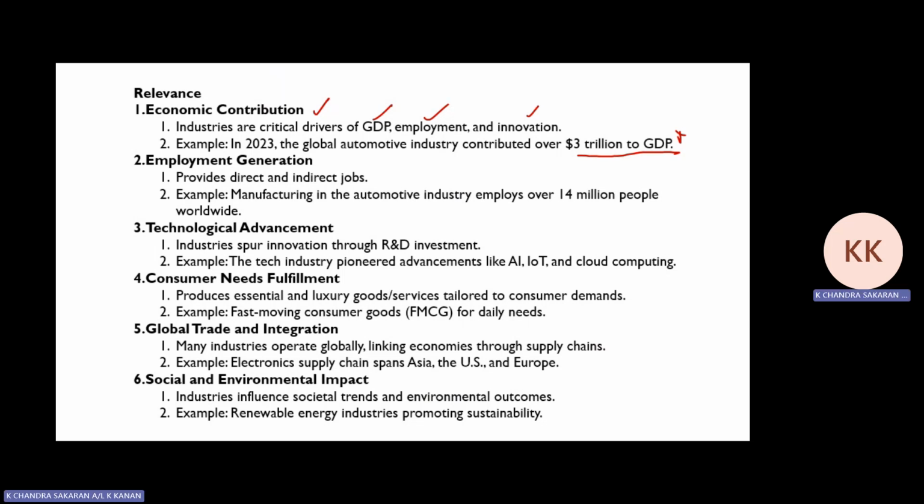Employment generation: how many jobs are created by this industry, direct jobs, indirect jobs, how many? For example, manufacturing in the automotive industry employed 14 million.